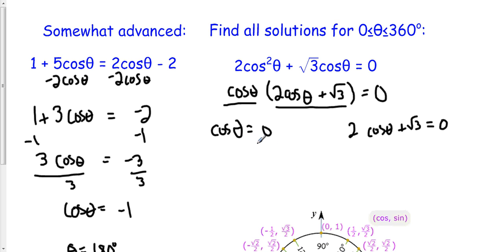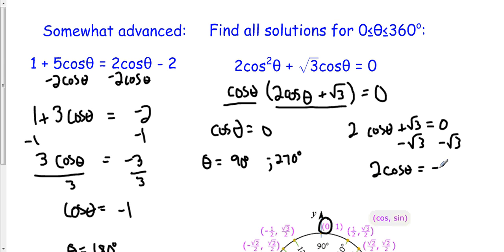Well, cosine theta equals 0. We already figured that out. That's when the x is 0. That's 90 or 270. Okay, the next one, we have to do a little bit more math. We'll subtract root 3. We get 2 cos theta equals negative root 3. Divide by 2 on both sides. I get cosine theta equals negative root 3 over 2.